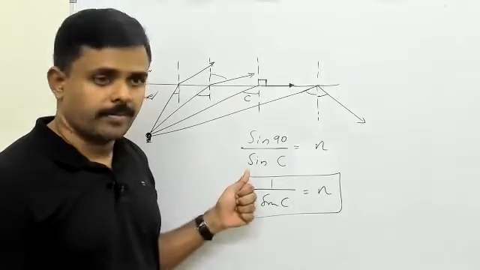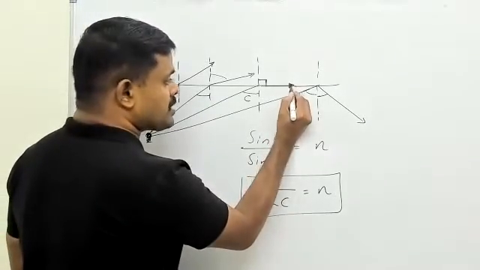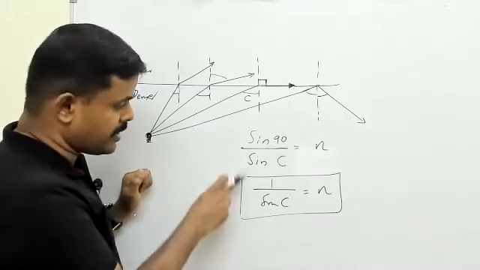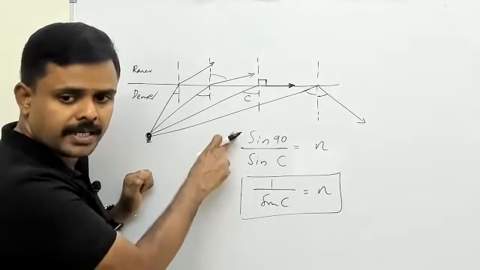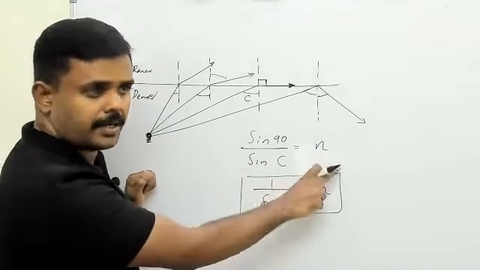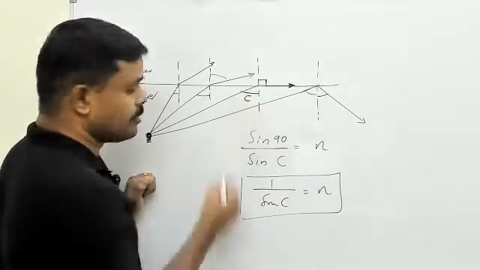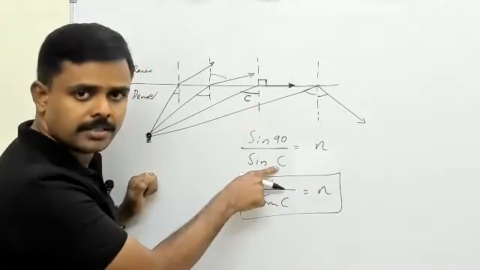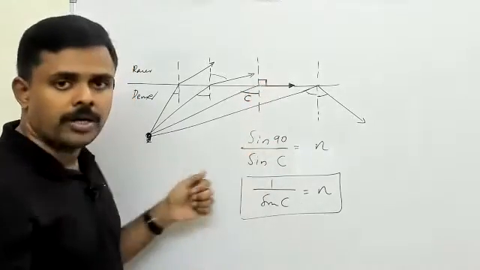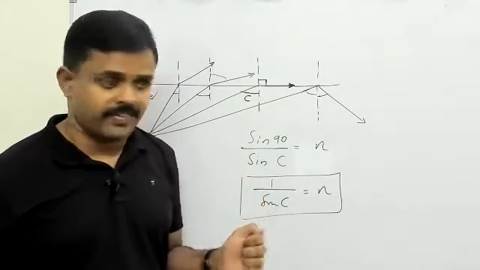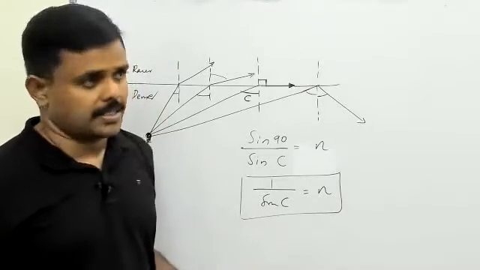This is very, very important. I'm repeating one more time. I'm applying Snell's law at the boundary. Snell's law says what? Sine by sine is equal to n. The angle inside this denser medium is C. That has to come on the denominator. And the other angle is 90, which should be going on the numerator. Sine 90 over sine C is equal to the refractive index. So n is equal to 1 by sine C.